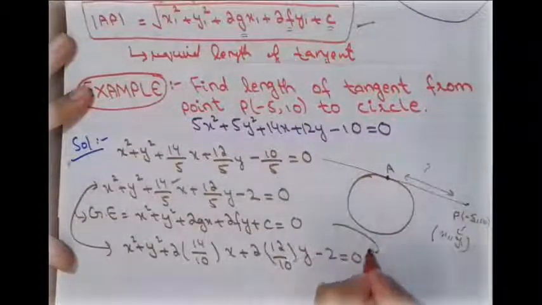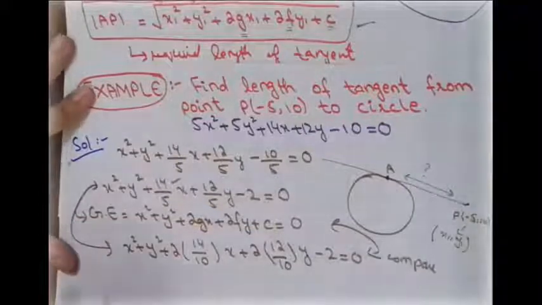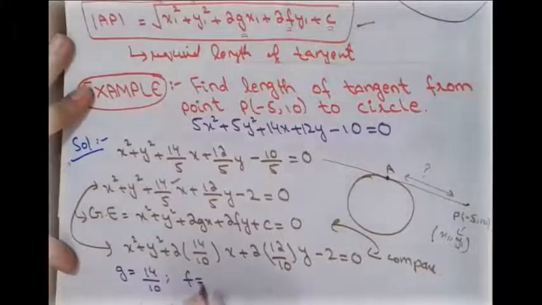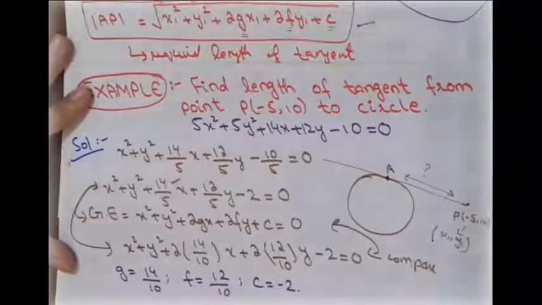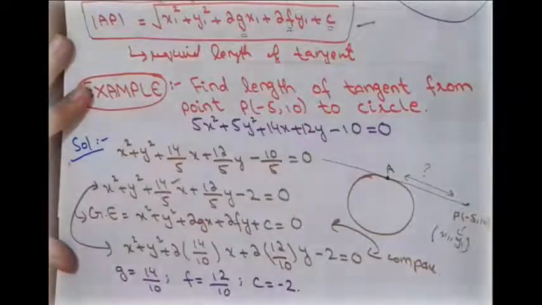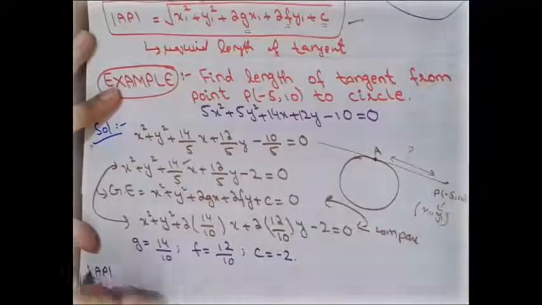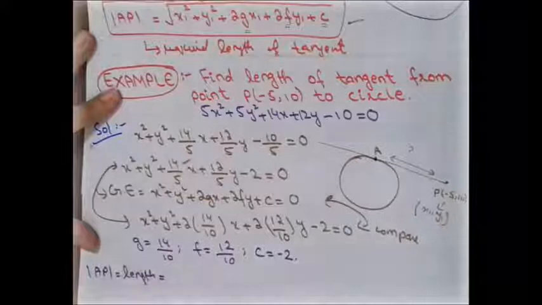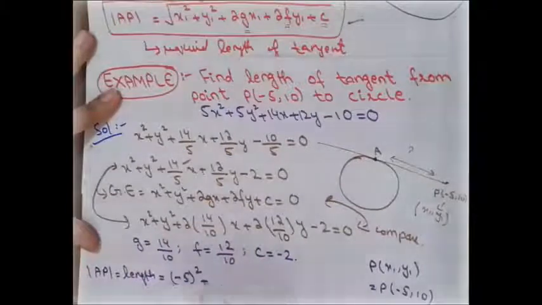Now if we compare these two equations, we find g equals 14 divided by 10, f equals 12 divided by 10, and c equals -2. So now it's time to put the values into the length of the tangent formula that we already found. We say the length AP equals the square root of x1, which is -5, squared, plus y1 squared, which is 10.